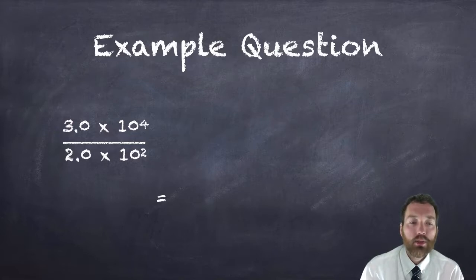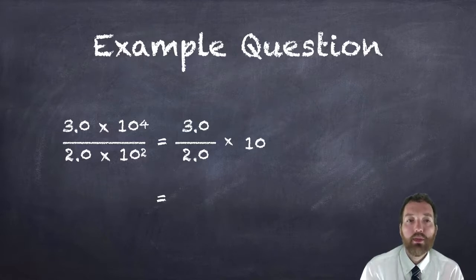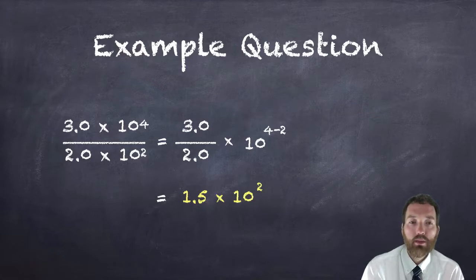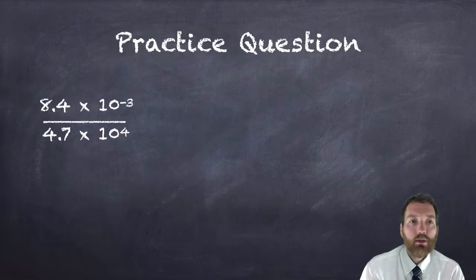Same numbers here, so I'm just going to divide the 3 and the 2. And I'm going to times 10 that by the subtraction of the exponents, just 4 minus 2. So 3 divided by 2 is 1.5, and 4 minus 2 is 2, so my answer is 1.5 times 10 to the 2. All right, you do this next one on your own. When you're ready, unpause the video and I'll show you how to answer it.